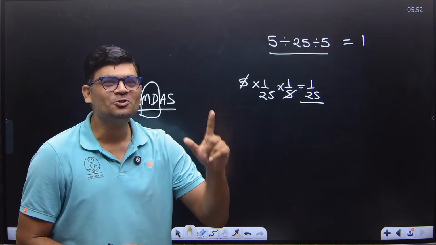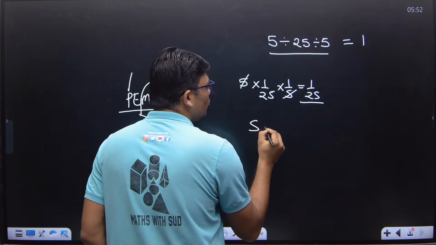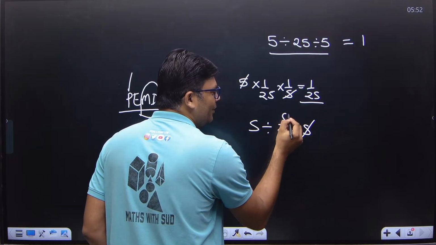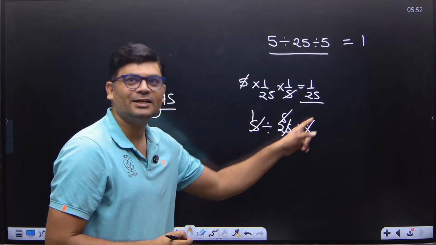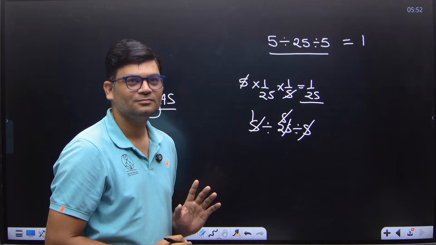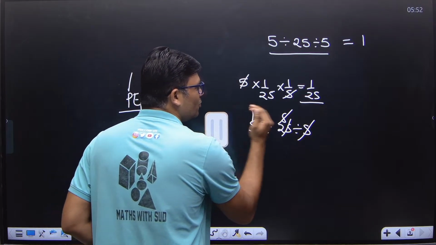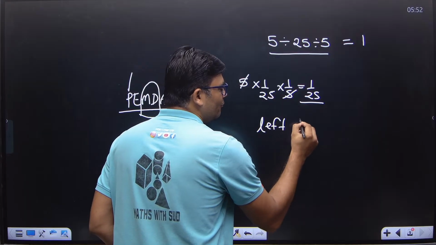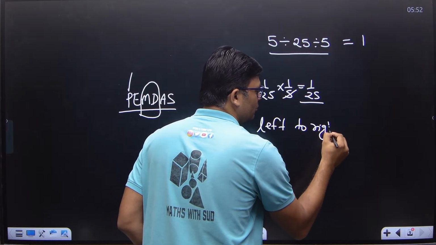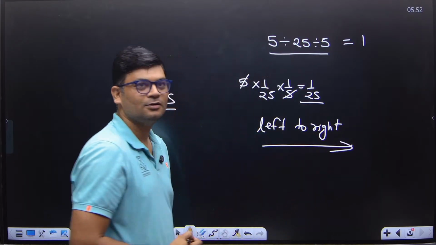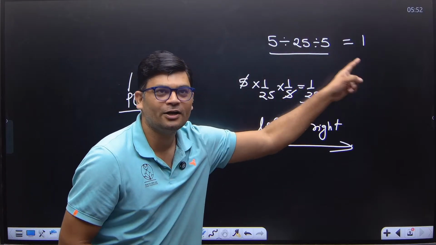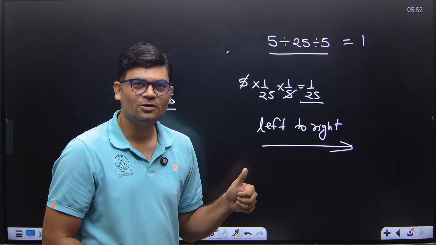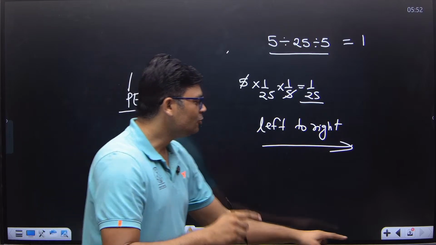So what most students do, I say that they do 5 divided by 5 and then again they cancel 5 by 5 and then they get the answer as 1. All right. So the division has to be done, please keep it in your mind, from left to right. You will solve left to right, not right to left. Are you getting this? Sure. So now this has to be followed here as well.